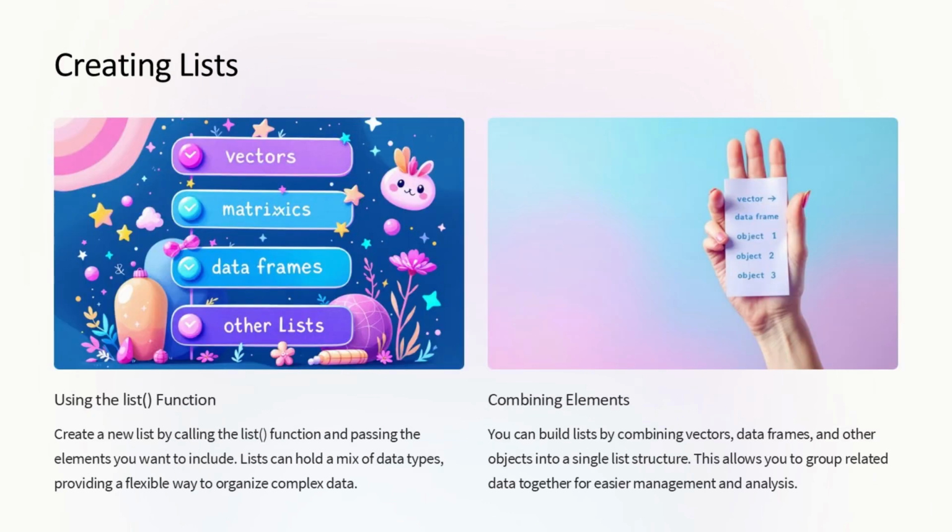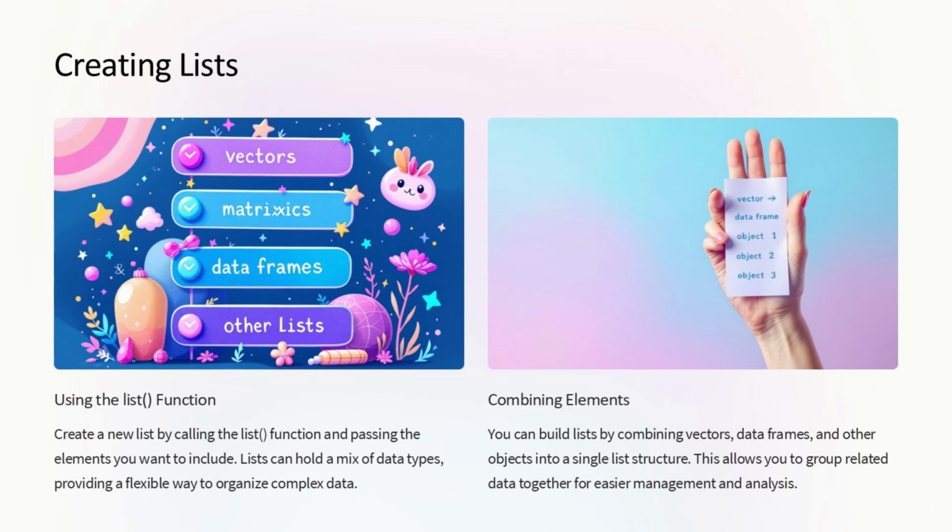The slide introduces the topic of creating lists in programming. It highlights two key ways to create lists. Using the list function to directly specify the elements to include. Combining existing data structures like vectors and data frames into a single list. Lists are a flexible data structure that can hold a mix of data types, making them useful for organizing complex information. The list function allows you to easily create a new list by passing in the elements you want to include. Combining existing data structures into a list is a powerful way to group related data together for easier management and analysis.